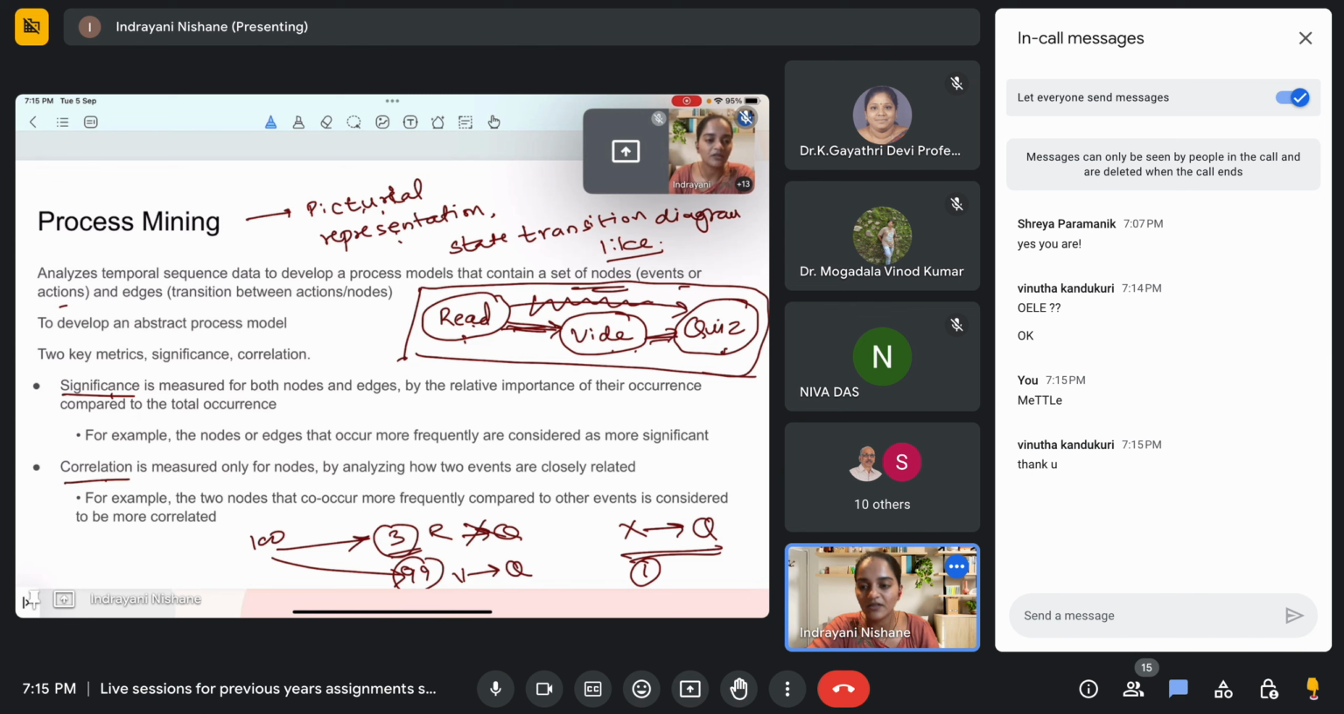That is how we consider significance and correlation to make our process model more abstract and more comprehensible, so that we are able to make conclusions about the behavior patterns of different learners, which give us more meaningful insights, right? Compulsory actions may not give us insights about their behavior patterns, or may not help us in improving our teaching-learning methods. So that's why we will not consider the actions and transitions which occur fewer times compared to the actions which occur more frequently.